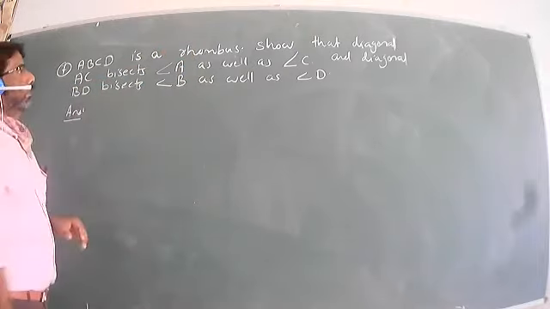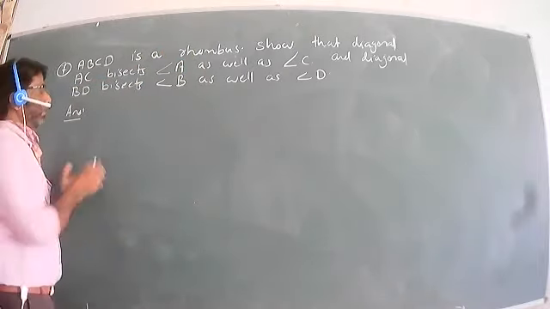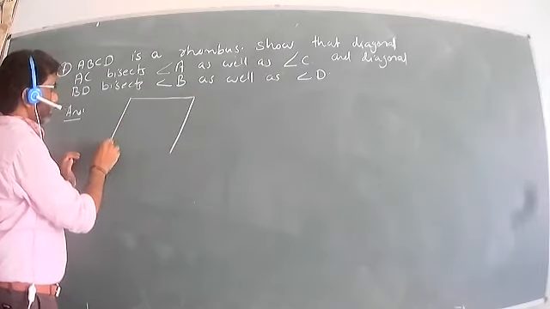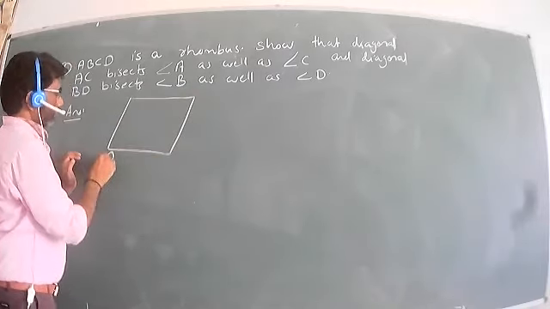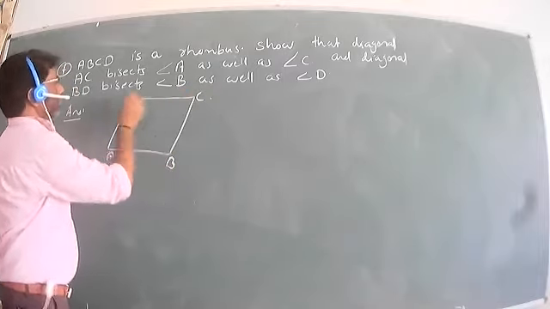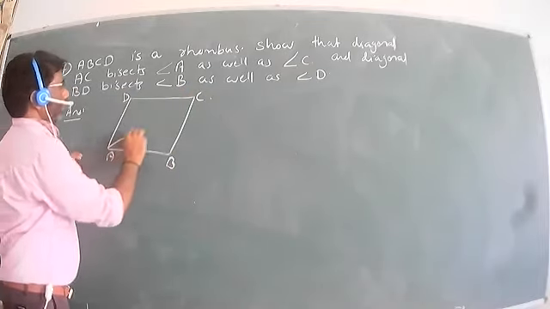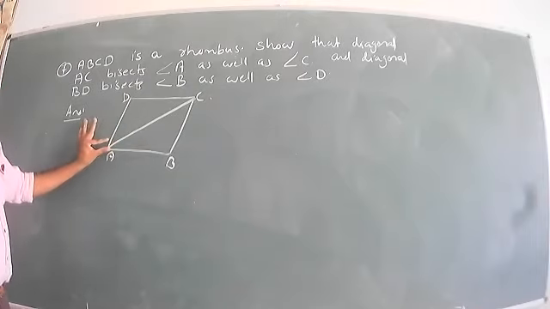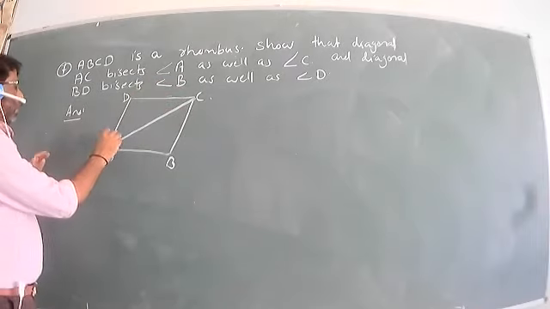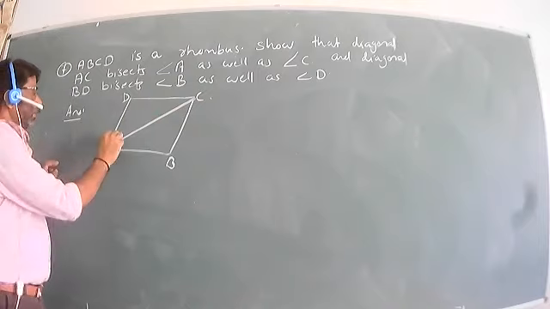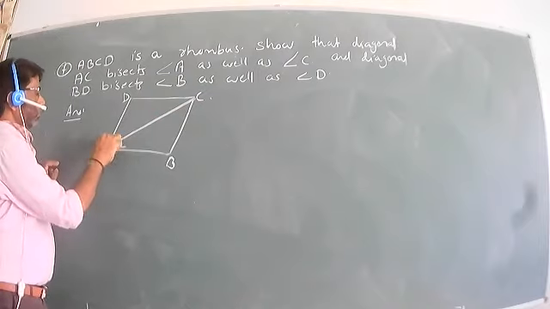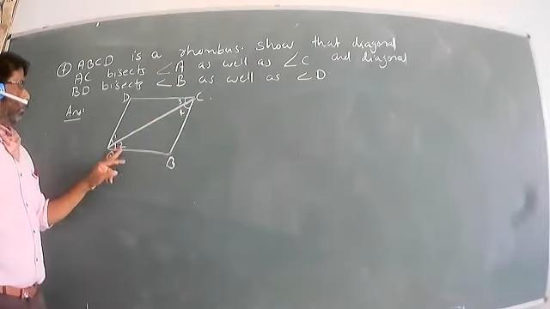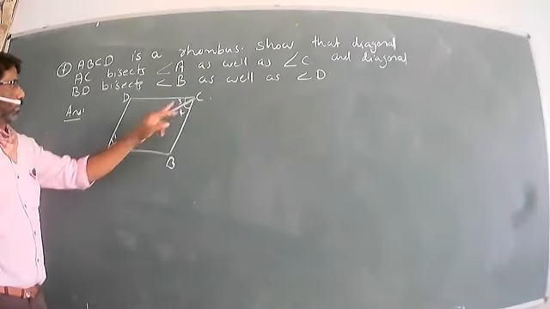So given ABCD is a rhombus. Figure is not there. We have to draw a figure of a rhombus. All the sides will be equal. So ABCD is a rhombus. And you have to prove that the diagonal AC bisects angle A and angle C. As earlier we have done, we can give the numbers 1, 2, 3, 4. You have to prove that angle 1 is equal to angle 2.